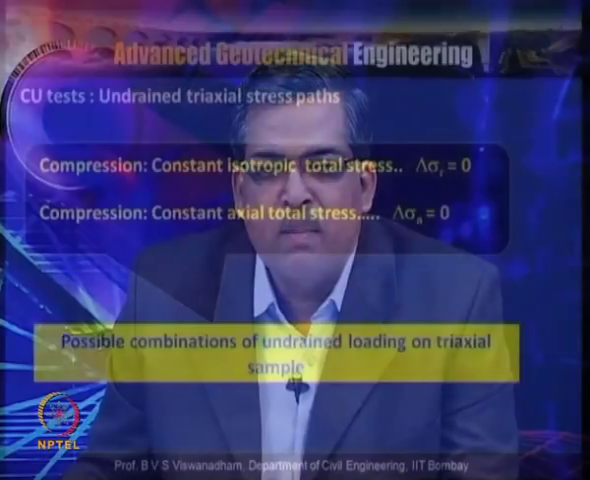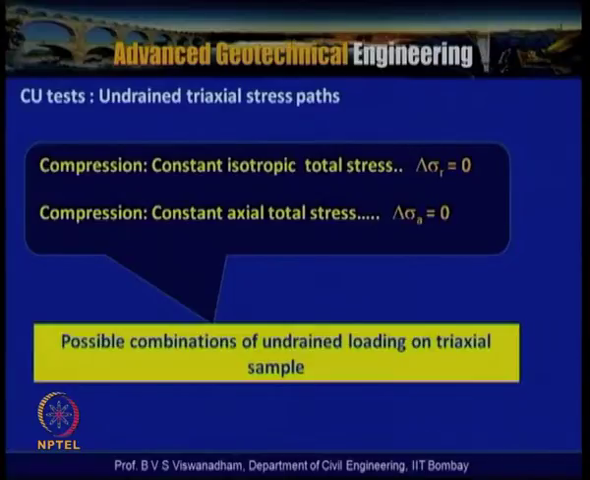We have two cases of compression: constant isotropic total stress, where delta sigma r dash is equal to 0, and constant axial total stress, where delta sigma a dash is equal to 0. The possible combinations of undrained loading in the triaxial test are shown here, where both are compression. In one case there is no change in the radial stress, and in the other there is no change in the axial stress. The first case is the constant isotropic stress, where delta sigma r dash is equal to 0, when you consider it.